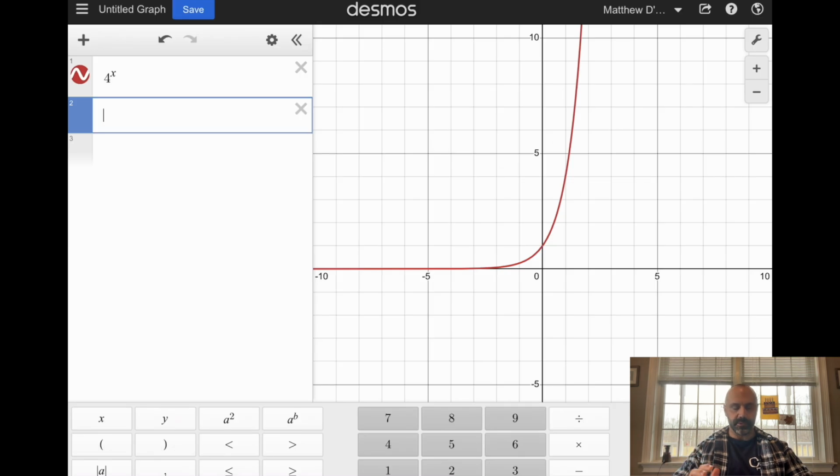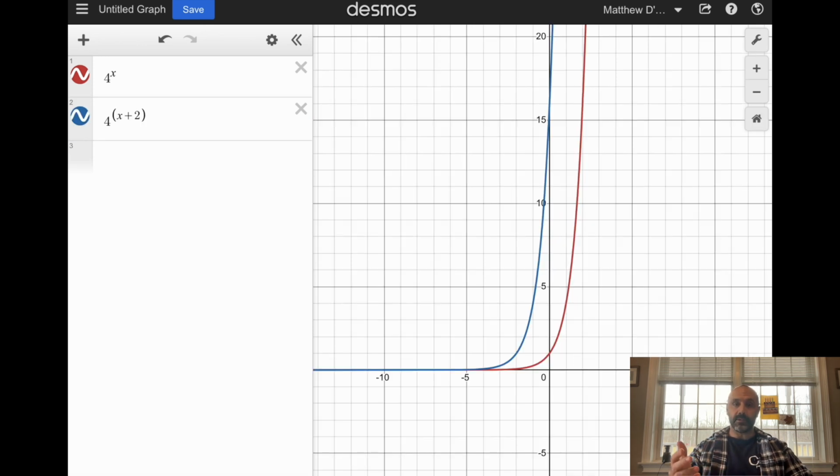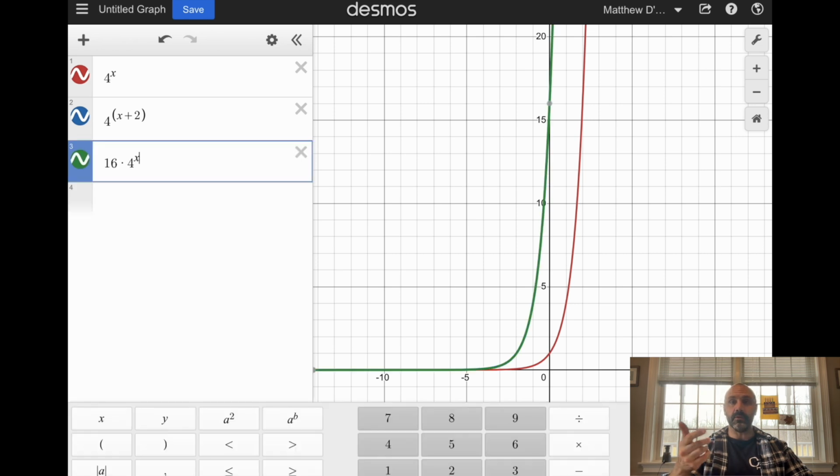Okay, so using our Desmos calculator, here is what 4 to the x looks like. Now, let's look at what 4 to the x plus 2 looks like. And now we can see this is what 4 to the x plus 2 looks like. It looks like the whole thing is shifted to the left. But from another perspective, you could also think of it this way, that you've taken all the values there and you've multiplied them by 16. Let's take a look. Notice now in green, that's the function 16 times 4 to the x.